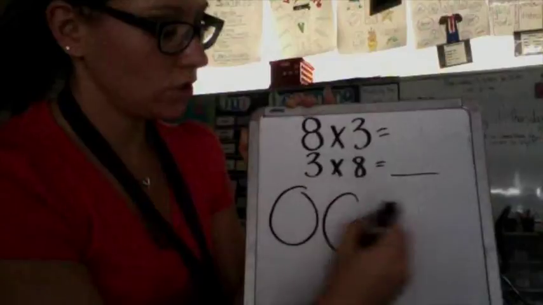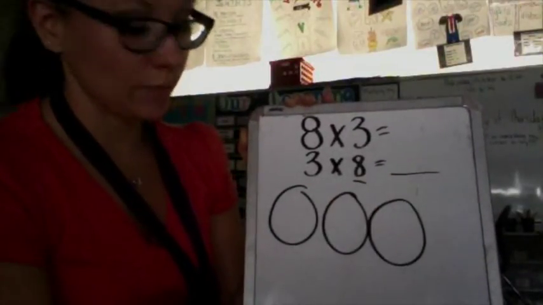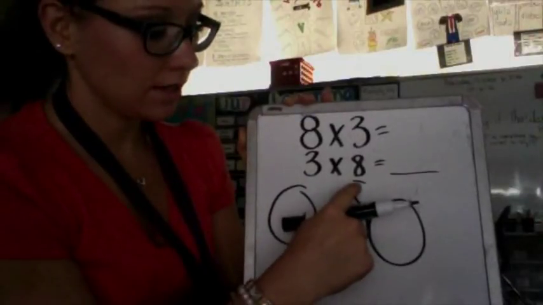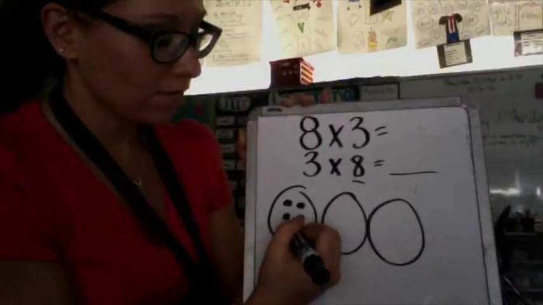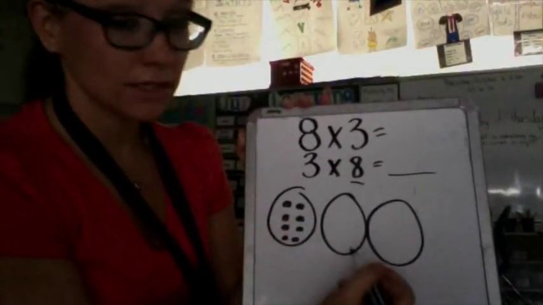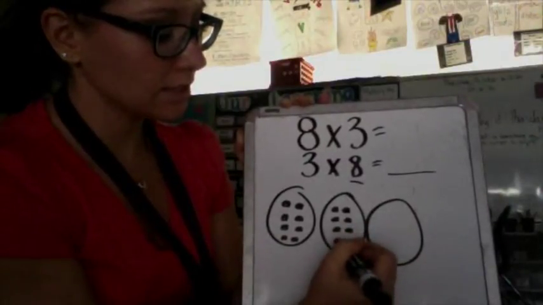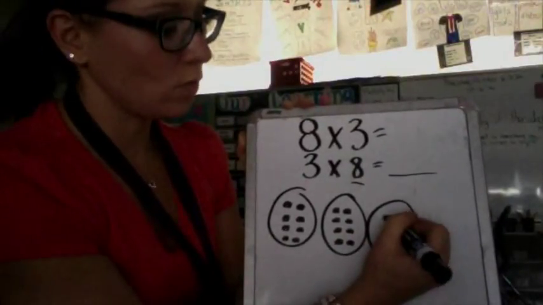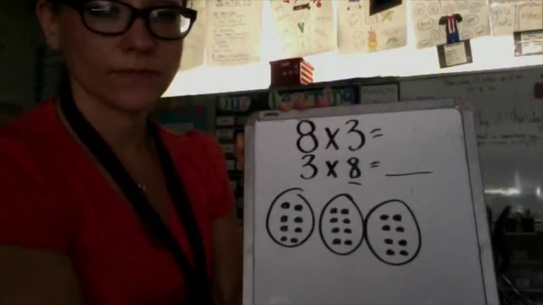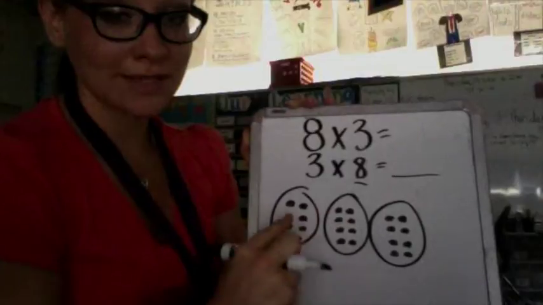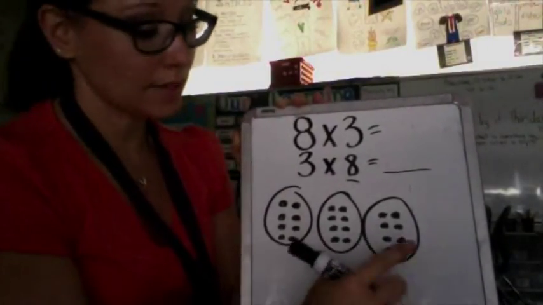1, 2, 3. And then our second factor, how many we're going to put in each, which is 8. Good. So let's put 8 dots in there. 1, 2, 3, 4, 5, 6, 7, 8. Next group. 1, 2, 3, 4, 5, 6, 7, 8. And our last group. 1, 2, 3, 4, 5, 6, 7, 8. So now all we have left to do is either add them, count them, or do our skip counting. Skip counting is way easier.